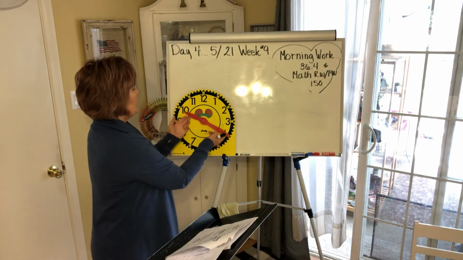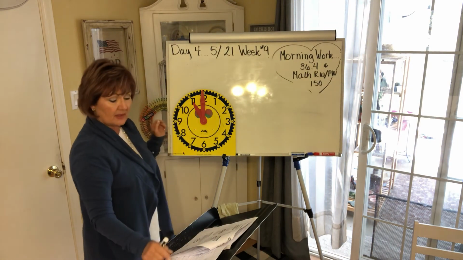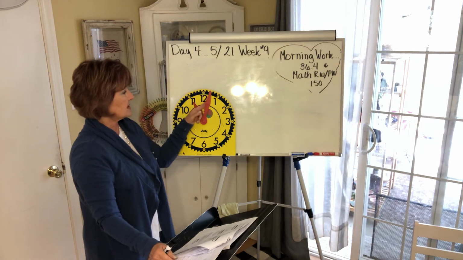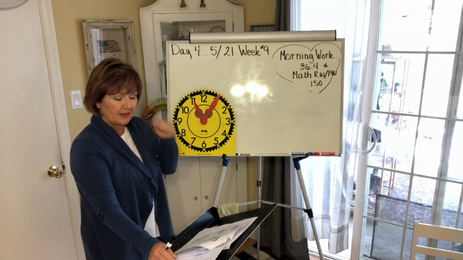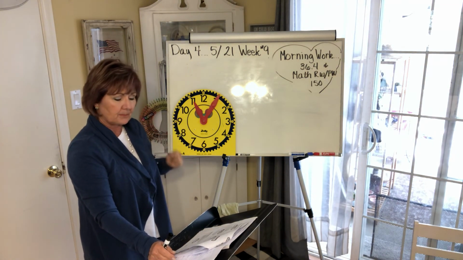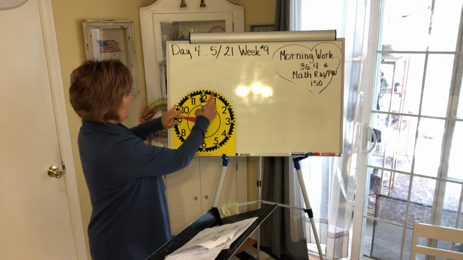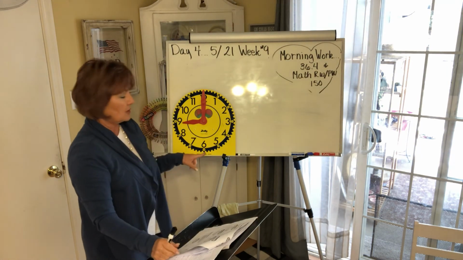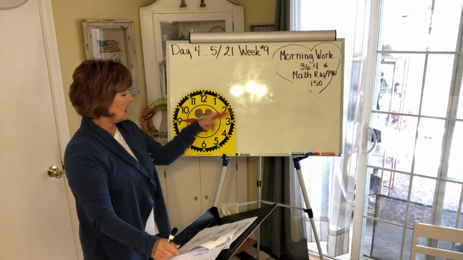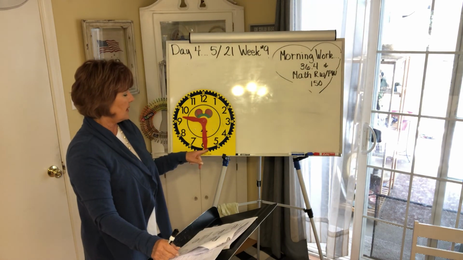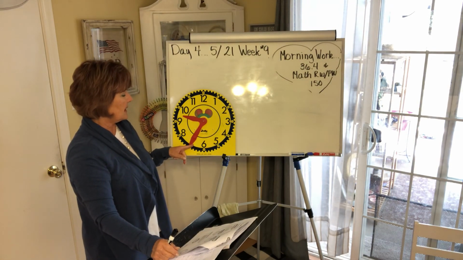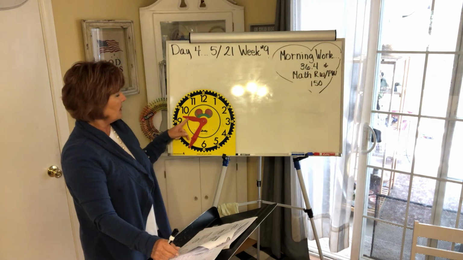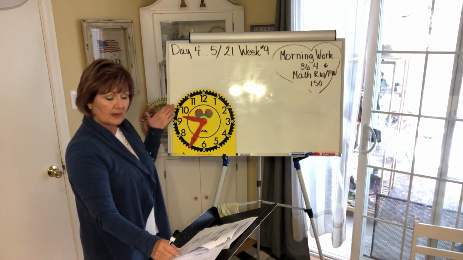Okay, 11:05. Here's 11:05, just one jump to the 1, right? 1 jump. 9:35. Here's 9 o'clock. You know 9:30 is right there, right? Halfway around. And 5 more means the minute hand is on the 7, and the hour hand is halfway between the 9 and the 10.